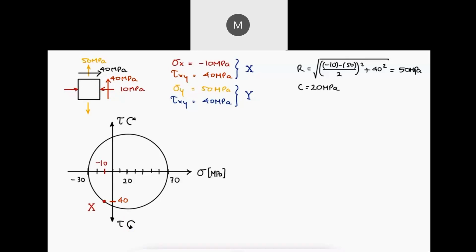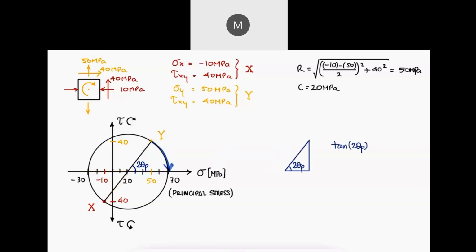The location of capital Y would be positive 50 for sigma, which affects the top and the bottom face of the stress element, and a tau value of 40 coming from a vector that is trying to rotate this stress element clockwise. With simple geometry, we can calculate the angle between the diagonal capital X capital Y and the sigma axis. This is the angle for which capital Y becomes the maximum stress, or what we call a principal stress. We call this angle theta p for principal.